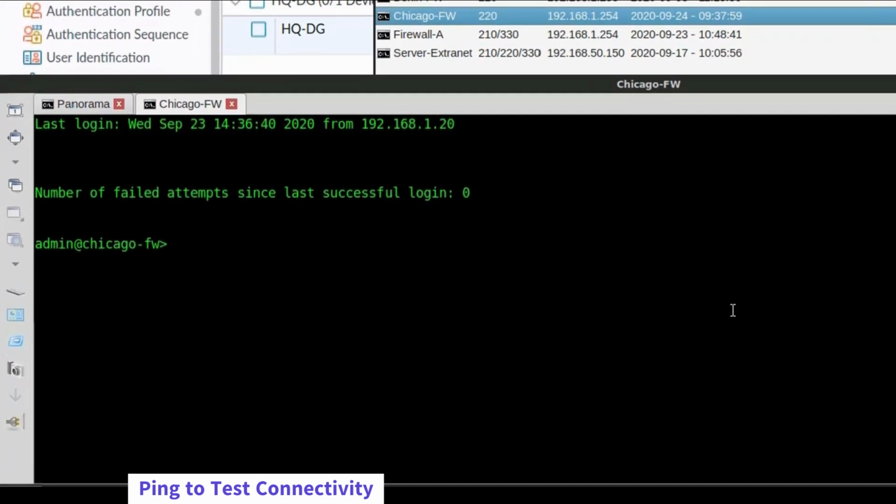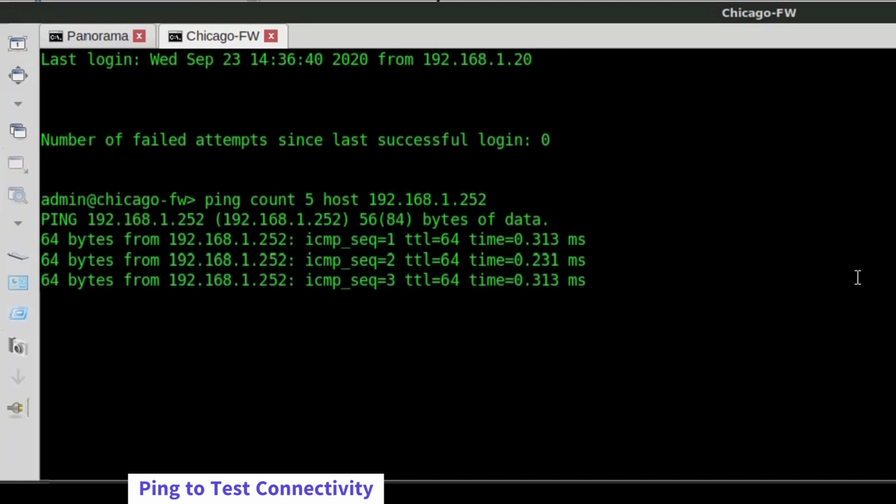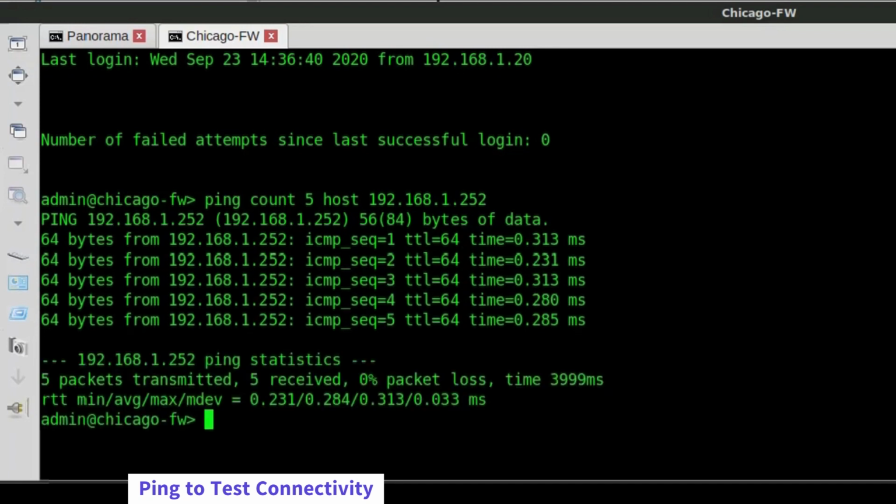I should get a response, but it's always good to test in both directions. I'll enter ping, the word count, the number of pings to send, the word host, and then the IP address of my Panorama server. Again, I get a response.